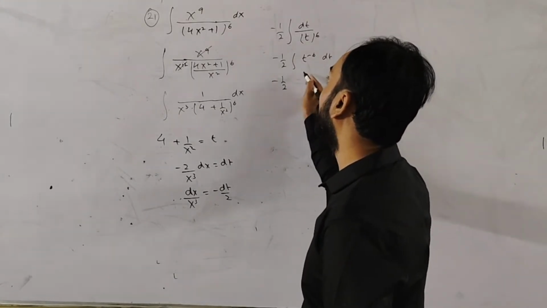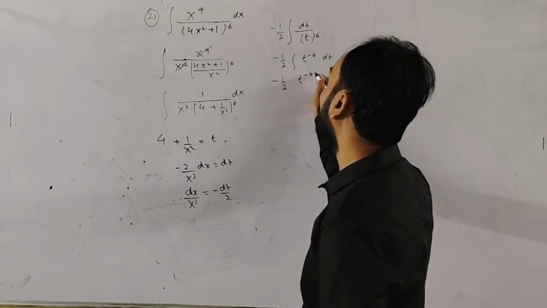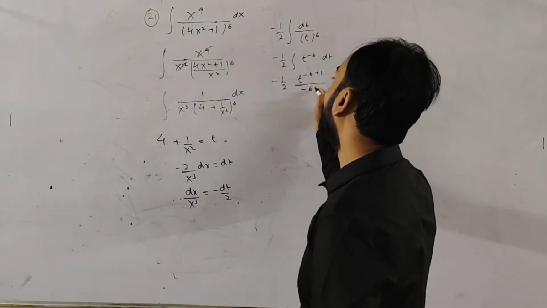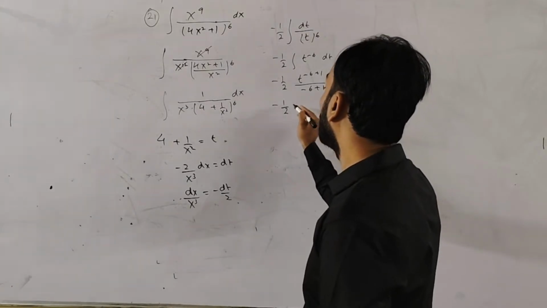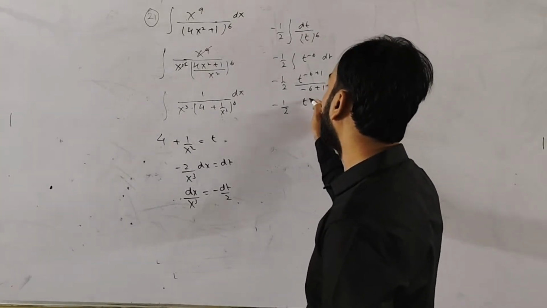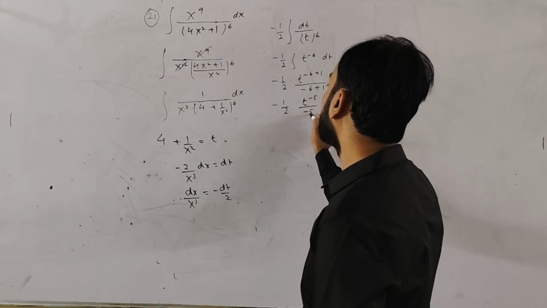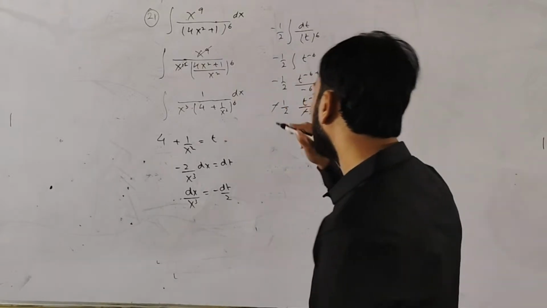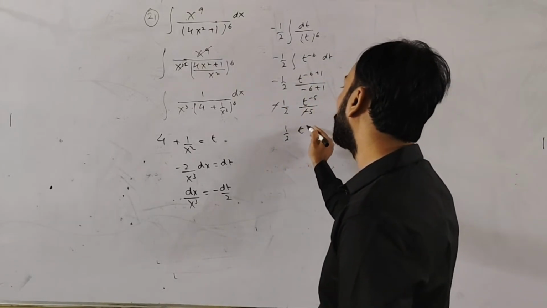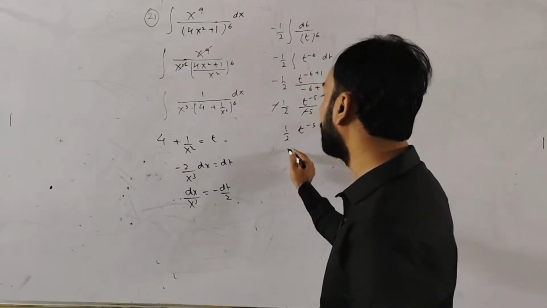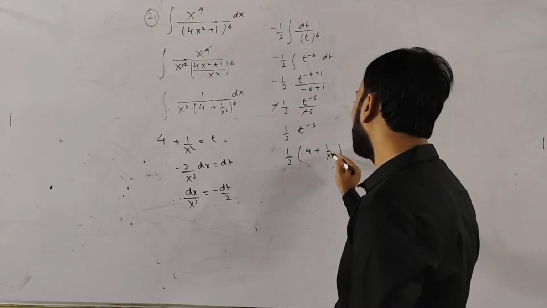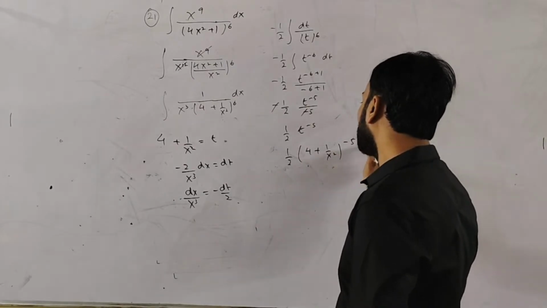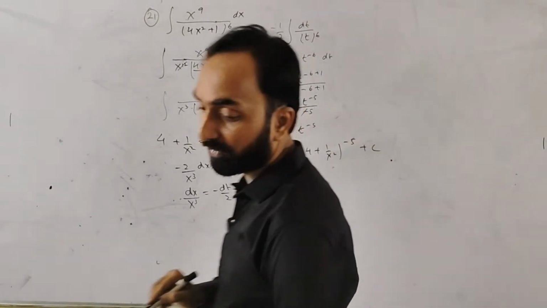And what is the integral of t to the power minus 6? This will become t to the power minus 6 plus 1 divided by minus 6 plus 1. So basically this will become minus 1 by 2 times t to the power of minus 5 over minus 5. Minus and minus will become plus. So this will become half t to the power minus 5. What is the t we have taken? We have taken t as (4 plus 1 upon x square), to the power minus 5. So this will be your final answer.